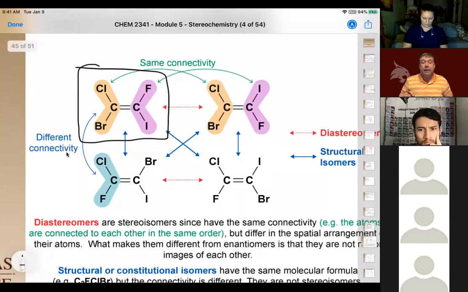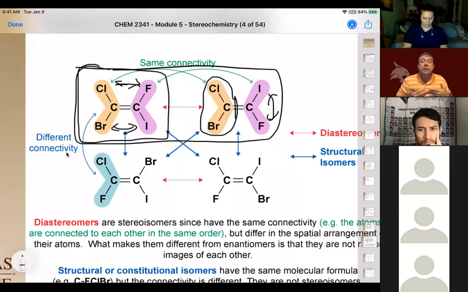Okay. And just like in the other system, these are different isomers. Unlike chiral diastereomers, they do have different physical properties. So these right here are diastereomers because they have all the same connections. The only difference is two of the atoms are flopped in space.